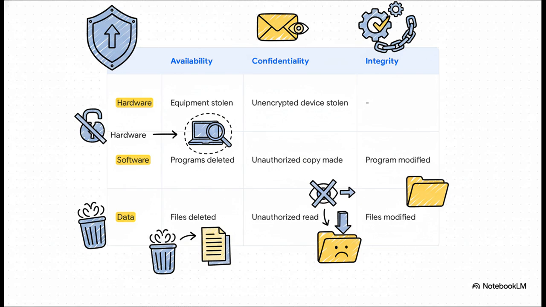So, for example, look at that hardware row. If your laptop gets stolen, that's a threat to its availability. You can't use it anymore, right? But if that laptop wasn't encrypted, it's also a huge threat to confidentiality. Or look at the data row. If someone gets in and modifies your files, that's a direct attack on your data's integrity. See how each asset faces a different combination of risks?